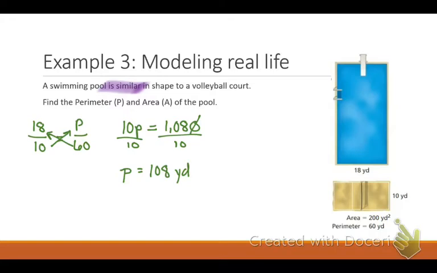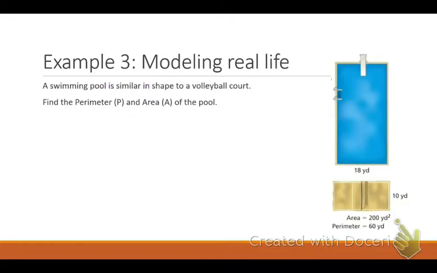I'm not going to make you find the length, but we could, right? If I know that the whole perimeter is 108, and this side is 18, I could find the length. I could add and subtract and then divide by 2. We don't have to do it though. All right, let's do areas. Find the area of the pool now.